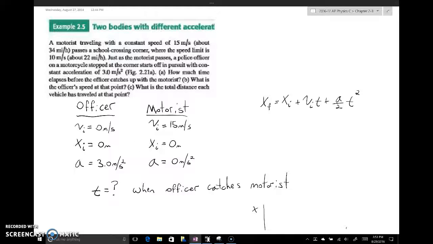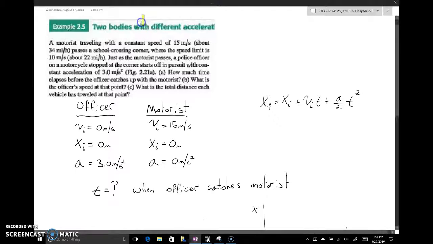So some keywords here. One, the first guy's got a constant speed. The motorcyclist is stopped, which means he's starting at rest and has a constant acceleration. So that means we can use our constant acceleration equations. And they want to know a bunch of stuff. How much time passes before the officer catches up with the motorist? What is the officer's speed at that point? What's the total distance each of them has traveled at that point?